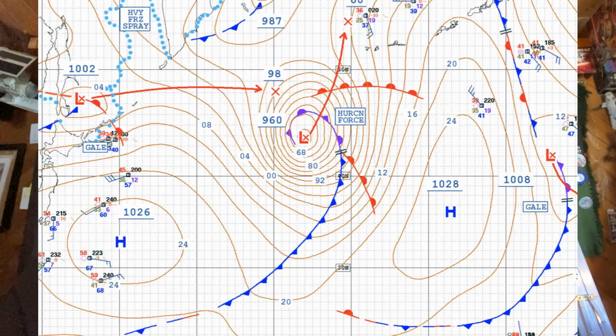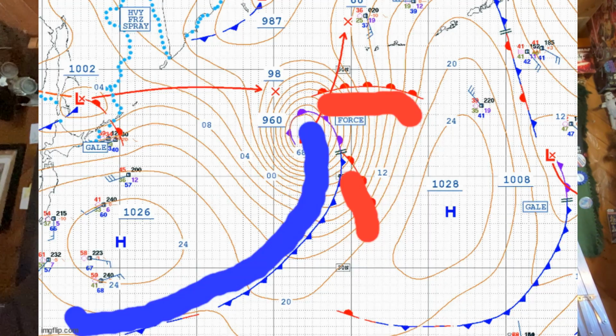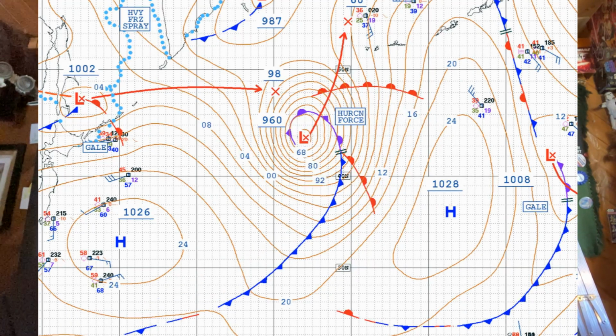Now the fronts: they're the curved lines with triangles for the cold front, and semicircles for the warm front. Cold being blue, warm being red. Both on the same side of the line for occluded fronts, and both on opposite sides of the line for stationary fronts. On this map, cold fronts are blue, warm fronts are red, occluded fronts are purple, and stationary fronts switch between red and blue colors.